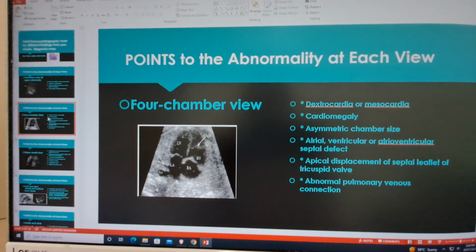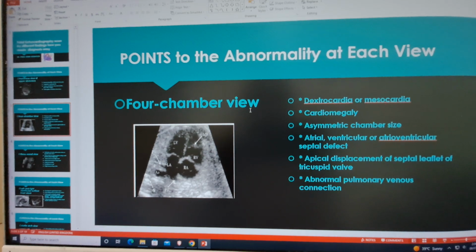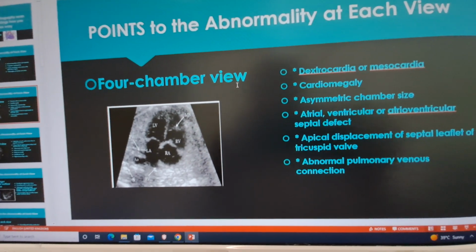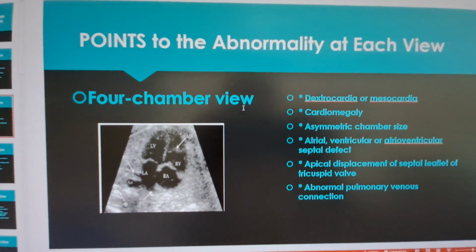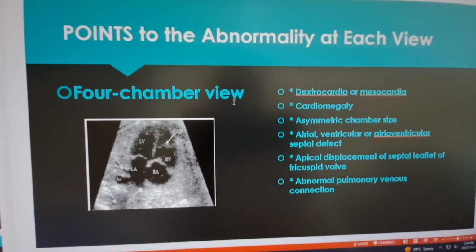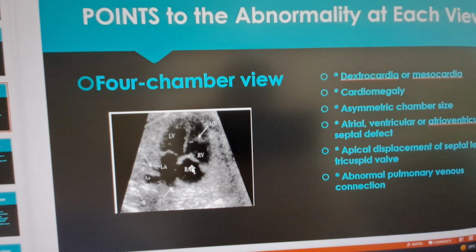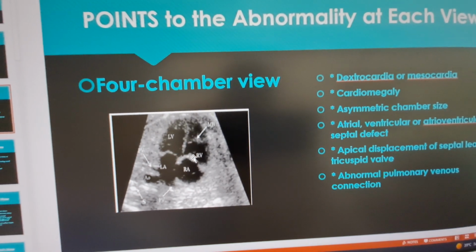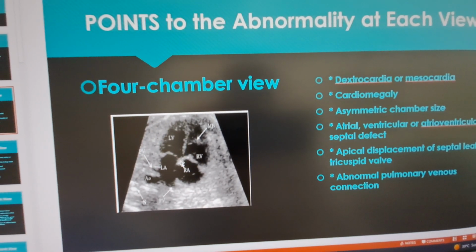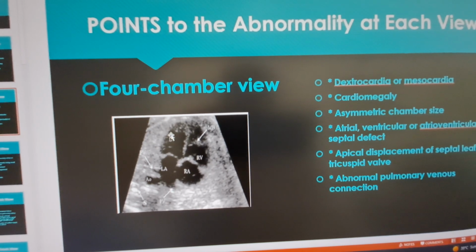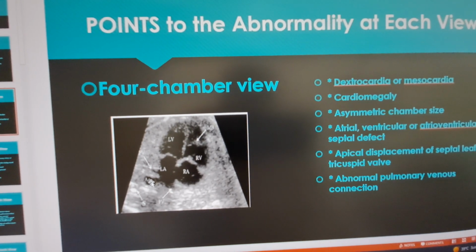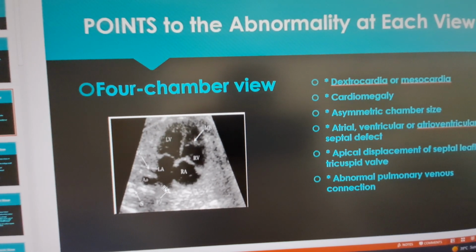Then you have to see the four chamber view. The four chamber view is a very important view of the fetal heart. In the normal four chamber view, we have the mitral valve, tricuspid valve, interventricular septum, foramen ovale, the wall of the heart, and the pulmonary veins.